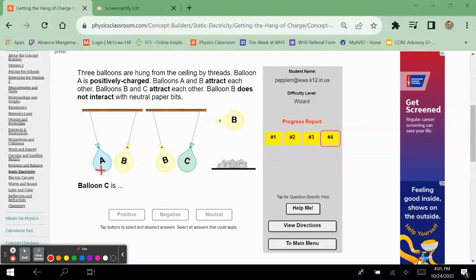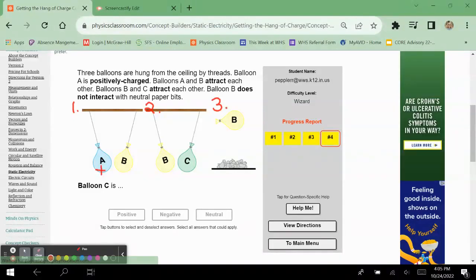Okay. And remember, with these, we want to work in steps. This is the first information we're given. So this drives what we think about step 2. And this helps us narrow down what we're thinking about in step 3. So it's always giving us more information to make us think more about exactly what is happening in this scenario. Okay. So A is positive. We know that for sure. They tell us that here.